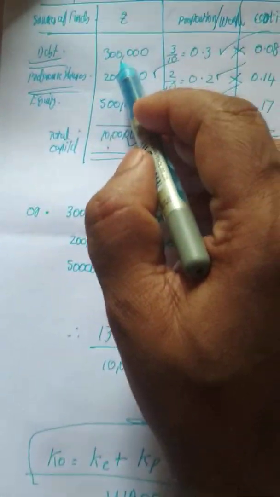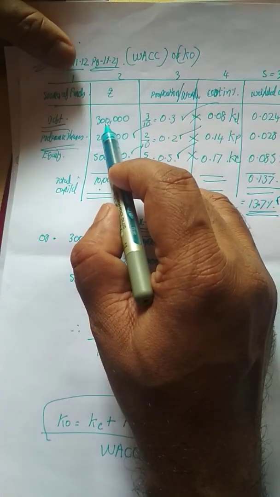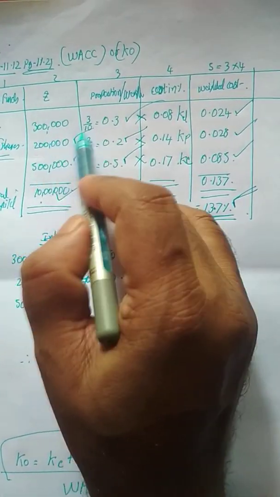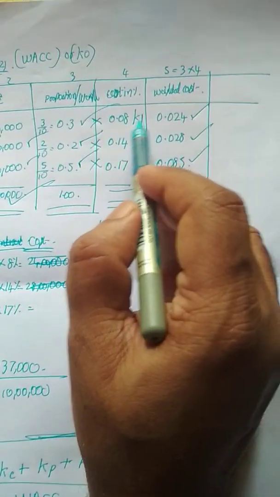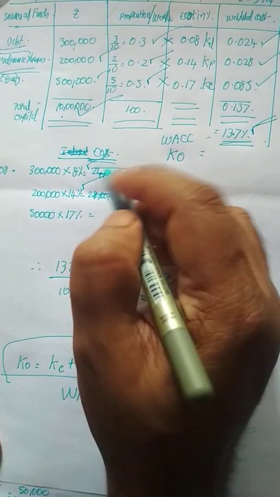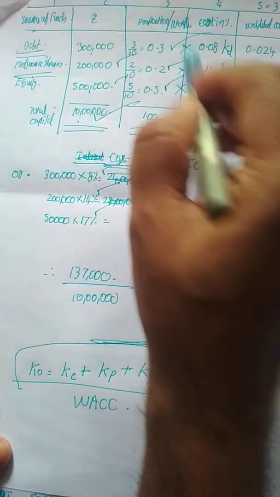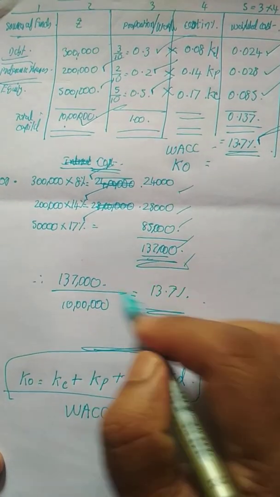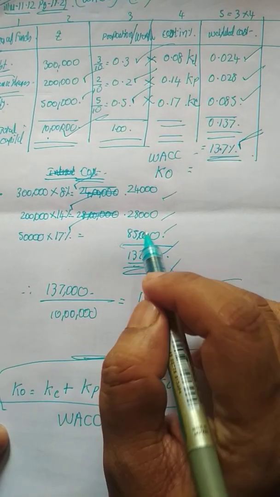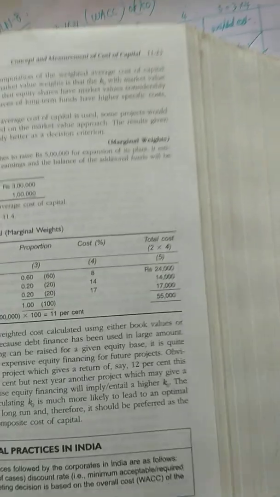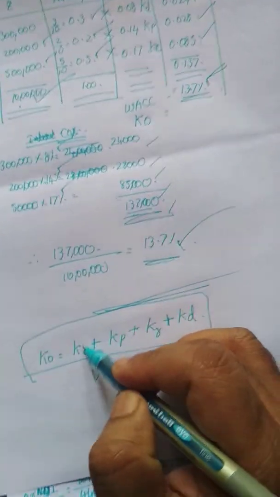There is another method for doing this. We could directly take the amounts, debt, preference shares and equity, 3 lakh, 2 lakh, 5 lakh, and multiply them directly with the cost: 8% KD, 14% KP and 17% KE. Without taking the proportion also we could do it. This total divided by the total capital gives the weighted average cost of capital. So this is a very simple problem. We take the total of KE, KP, KR and KD, and we get the overall cost of capital.